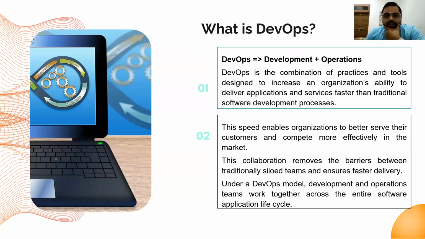Okay. So as we can see, it's written that DevOps is a combination of practices and tools designed to increase an organization's ability to deliver applications and services faster than traditional development processes. So let me discuss some points on traditional software development processes also.